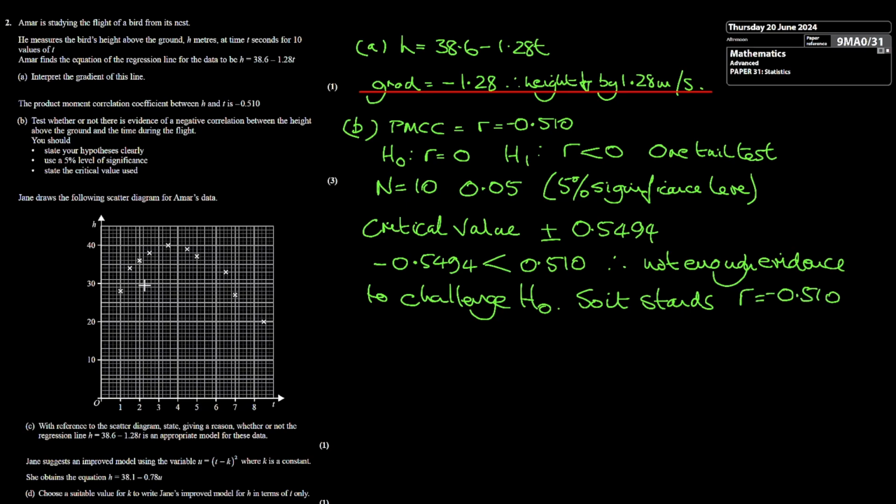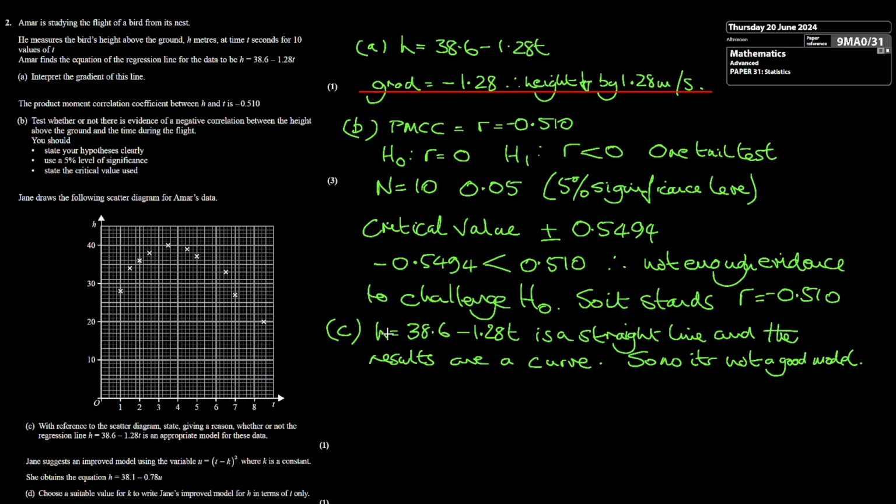0. So Jane now draws the scatter diagram from Amar's results, and she gets this array of points. With reference to the scatter diagram, state, giving a reason, whether or not the regression line that we've used up to now is an appropriate model. Well, it's fairly obvious that the model is a straight line, and this is not. So whatever words you choose to write will give you the 1 mark involved.